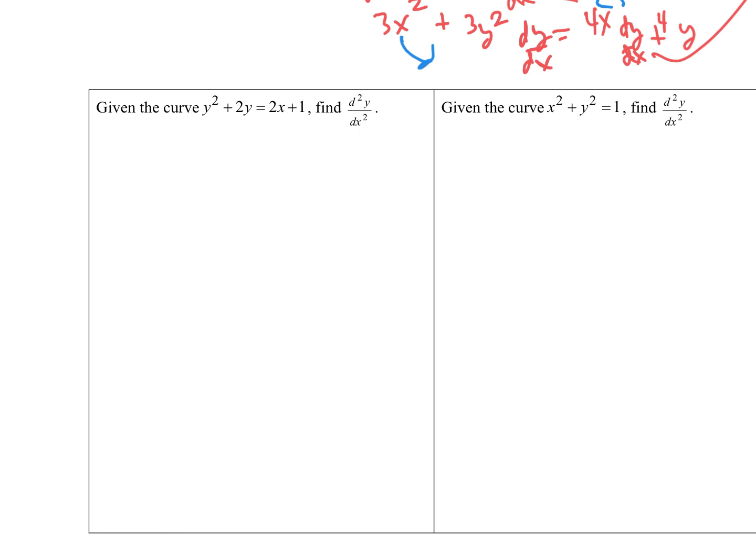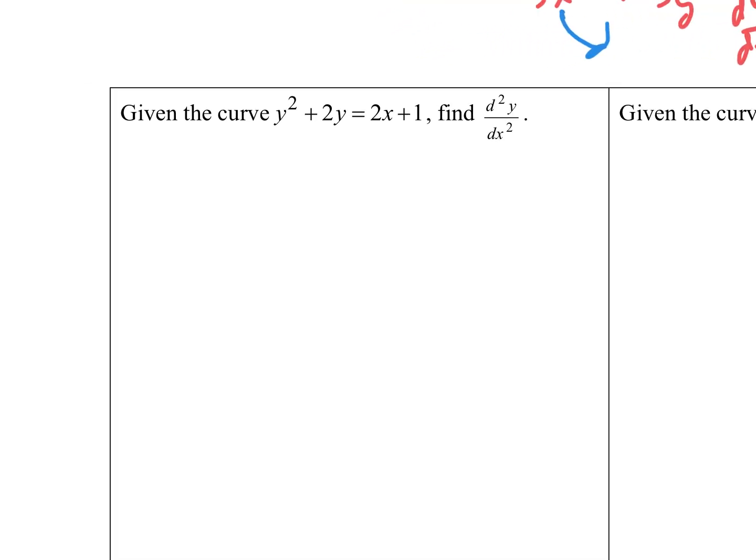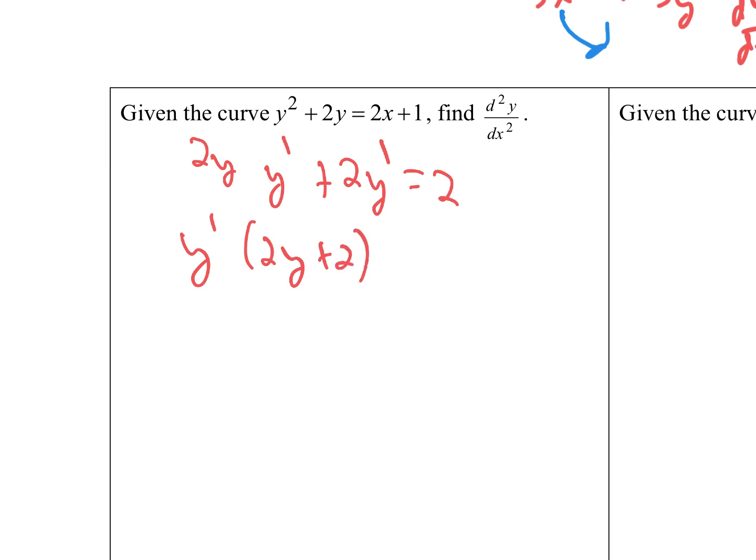You mean I can find a second derivative? Yes, you can. But let's first do the first derivative. Derivative of both sides gives me 2y y prime plus 2y prime equals 2 plus 0. Factor out my y prime: (2y plus 2) y prime equals 2, so y prime is 2 over 2y plus 2.